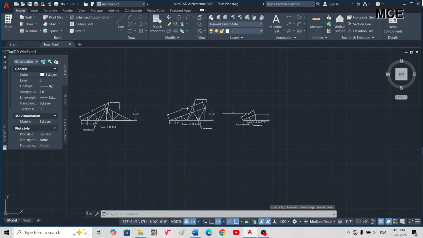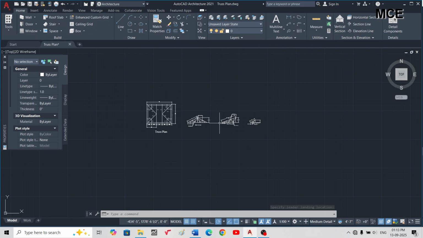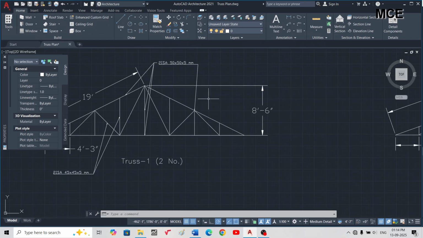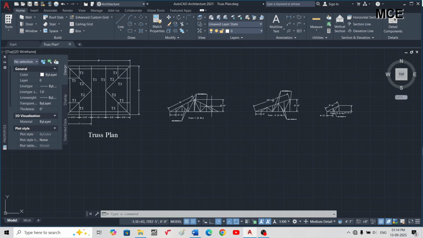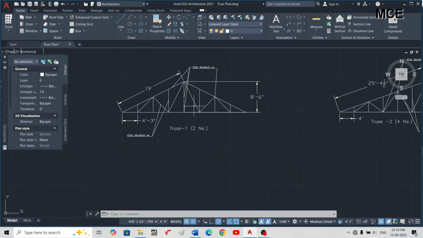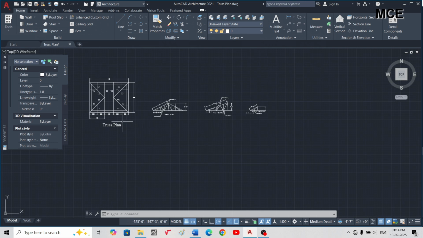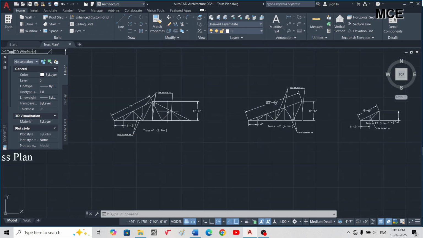Okay, so this gives you how to get the details of the truss for a roof of a building. You have to remember that first you have to draw the truss plan, then you have to fix the pitch or the rise of the truss. After that, you can start drawing the individual trusses. Then you can design these trusses in the STAAD Pro.